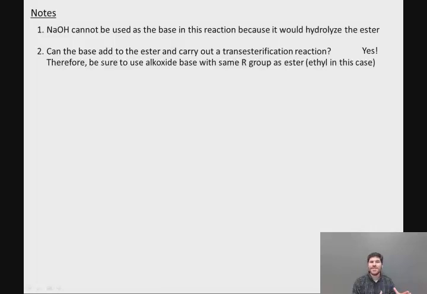Therefore, you want to be sure that the alkoxide base that you use has the same R group on it as the ester. So in this case, we're starting with an ethyl ester, so we want to make sure that we use ethoxide as the base.